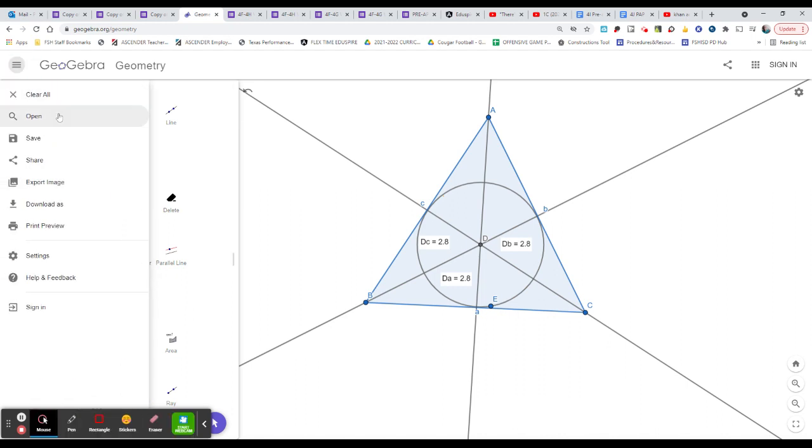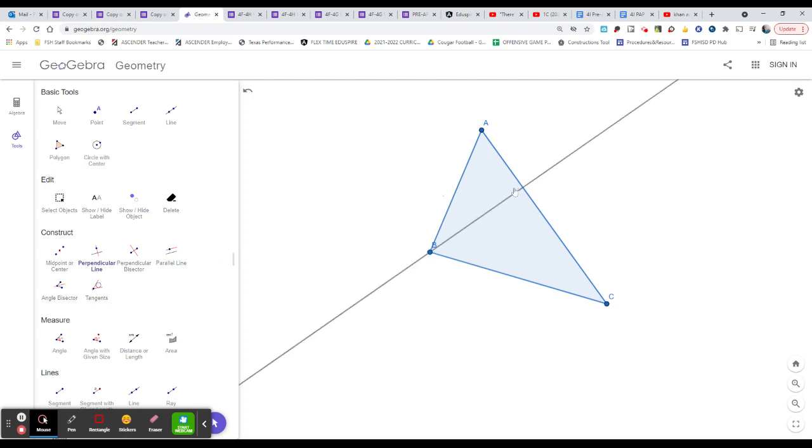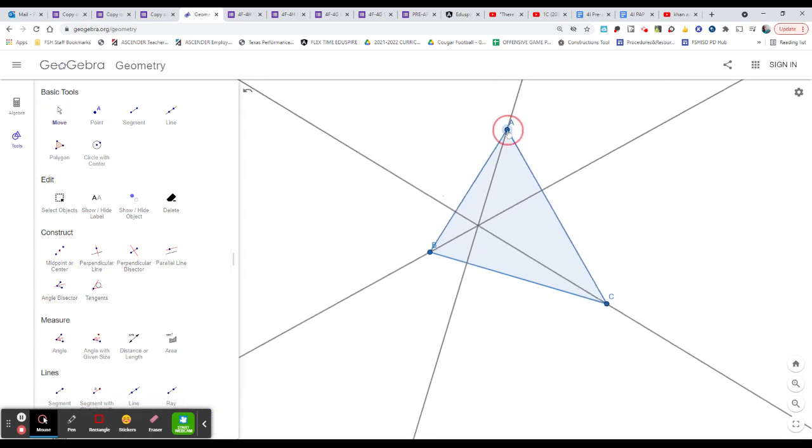So I'm going to go here. I'm going to clear my triangle. I'm going to make a new triangle here. Let's say I want it to be an acute triangle, maybe something like this. Now I'm going to do a perpendicular line from B to there, and A to there, and C to there. I'll move this around a little bit so the thing gets more in the middle. I'm going to make a point here, there, and there.